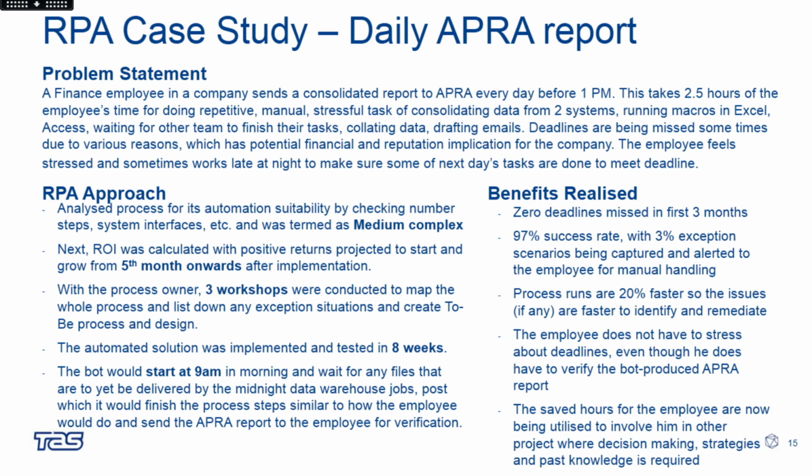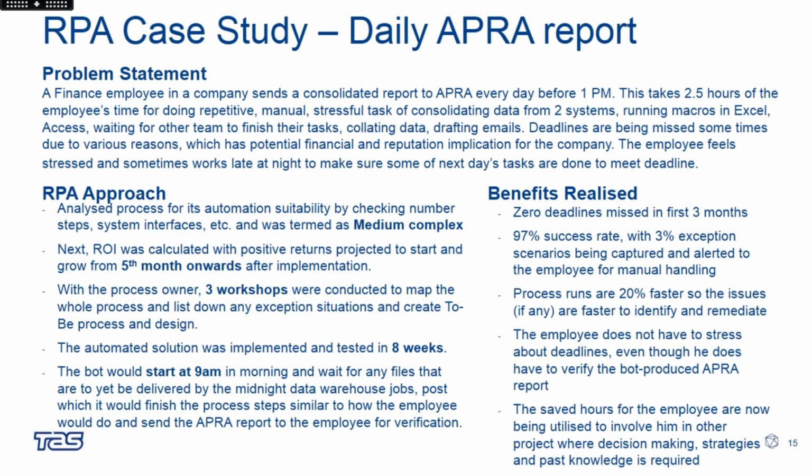Next, the ROI was calculated, and it was projected to start and grow from the 5th month onwards after implementation. With the process owner, after that, we held 3 different workshops of 2 hours and conducted the solution design. We went through the process, we mapped out the as-is and to-be process, and we defined the whole solution. The automated solution from start to end was implemented and tested within 8 weeks.